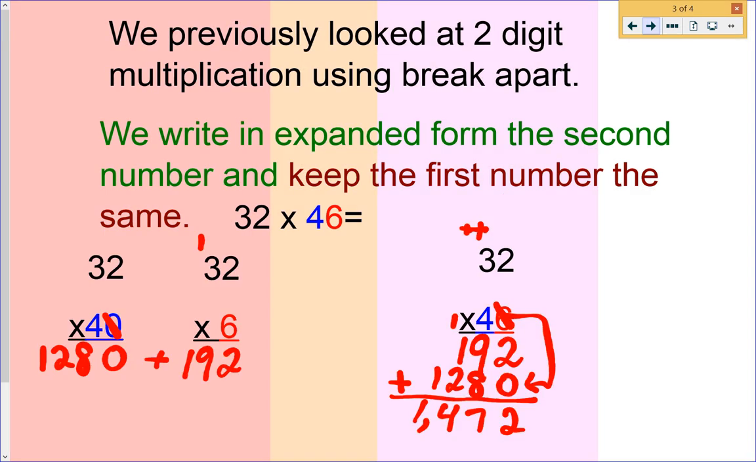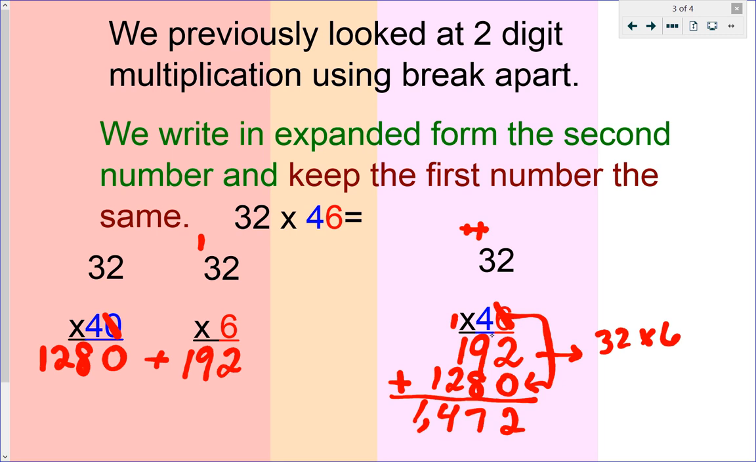Okay, so to review that again, what you're going to do is start with the ones column, and you're going to do the ones column times the 32. So 6 times 2, 6 times 3. That's going to be on the first line. So this is actually the 32 times 6.